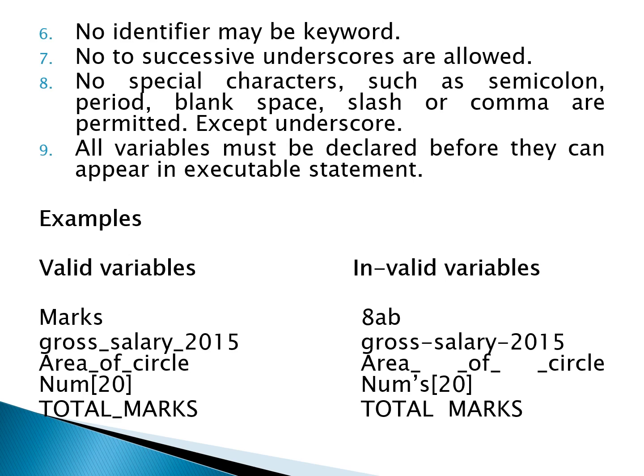The next, gross-salary_2015. So here I have used a minus sign in between gross and salary, which is not allowed because the only allowed special symbol is underscore. Then area_ then I have given two spaces, underscore, of space underscore circle. It is invalid because I have used a special symbol, that is a space. Blank spaces are not allowed for variables.